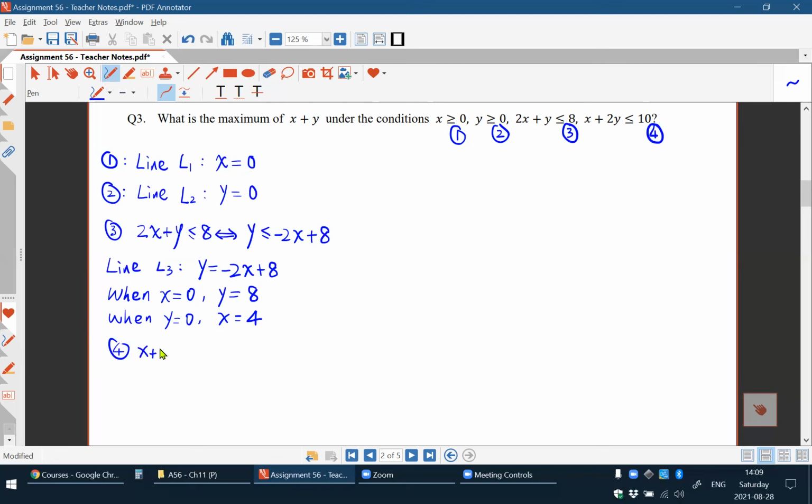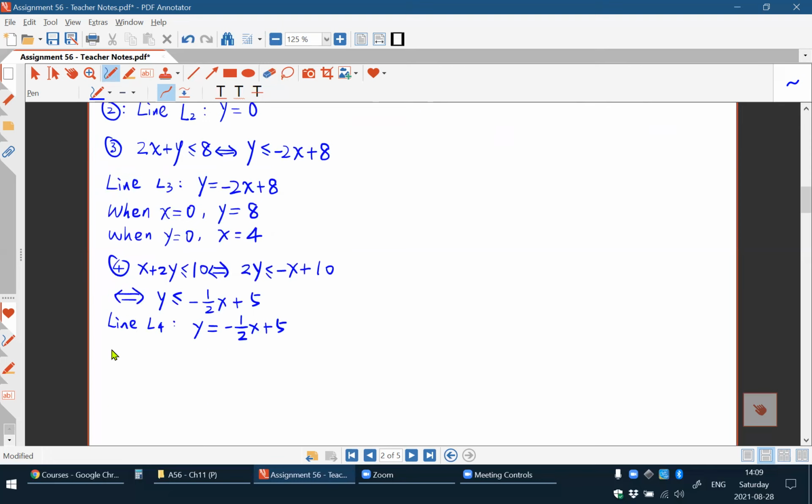For number 4, x plus 2y less than or equal to 10. This is equivalent to 2y less than or equal to -x plus 10, which is equivalent to y less than or equal to -1/2 of x plus 5, right? Okay, so the corresponding line, let's call this L4, is y equals -1/2 of x plus 5.